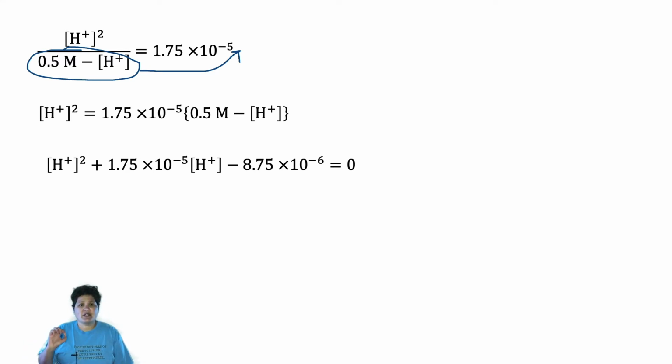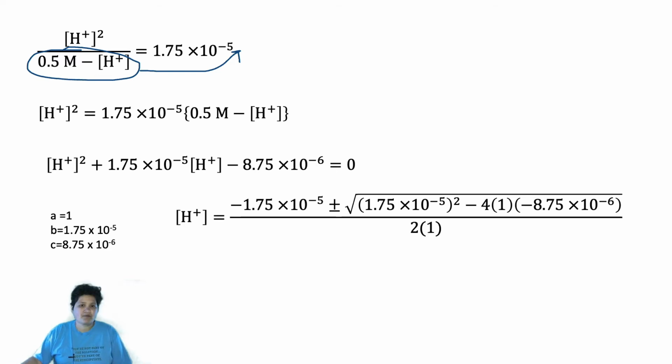Now we have a quadratic equation in the form ax squared plus bx plus c equals 0, and so we can plug what we know into the quadratic equation. Here our a value is 1, b equals 1.75 times 10 to the minus 5th, and c equals 8.75 times 10 to the minus 6th. So the quadratic equation says x equals negative b plus or minus the square root of b squared minus 4ac over 2a. So we're going to plug in those numbers there.